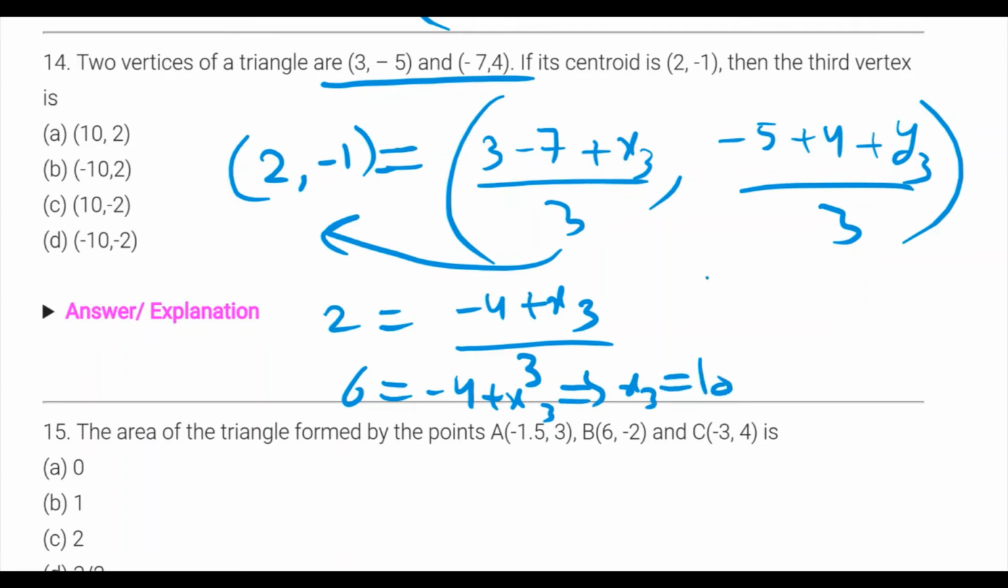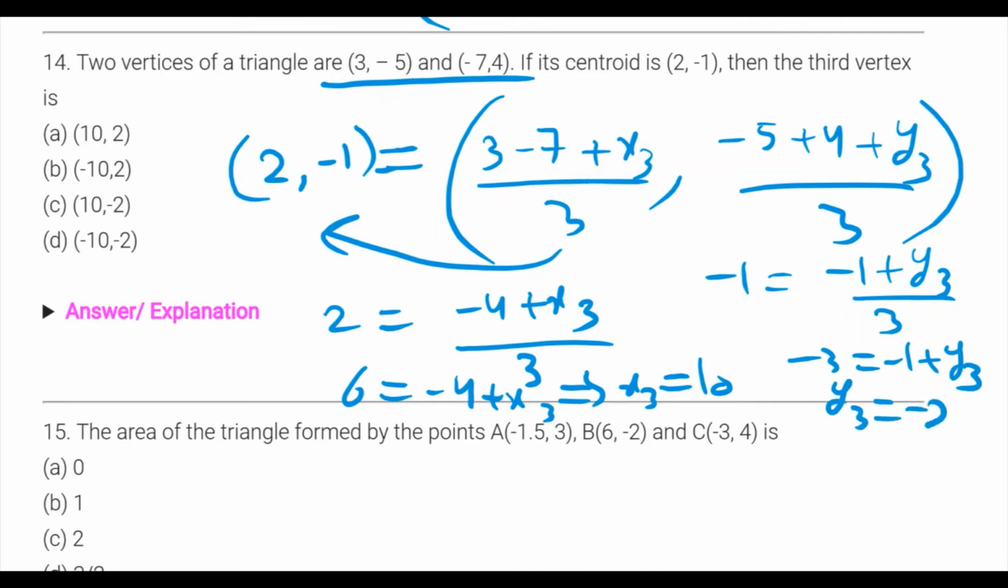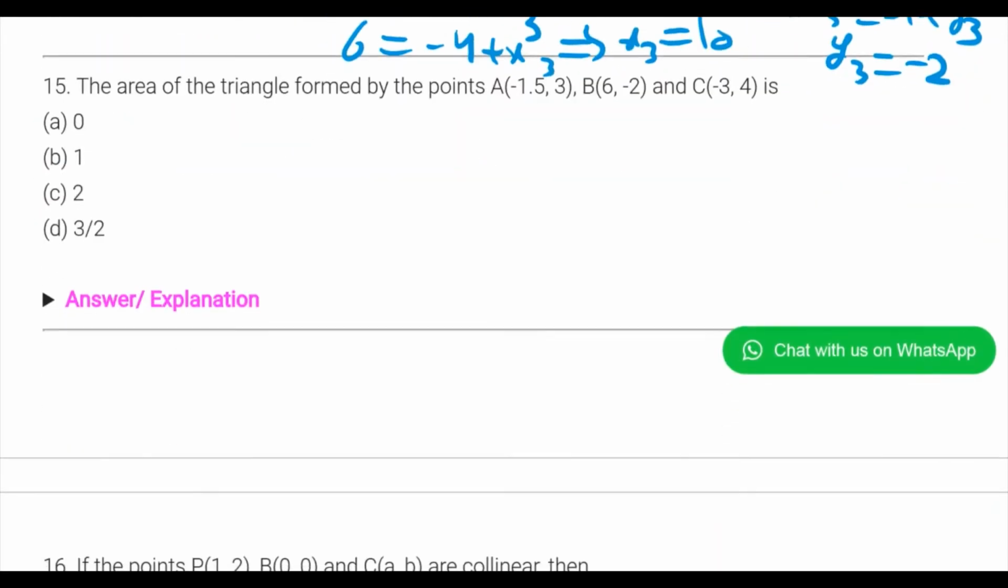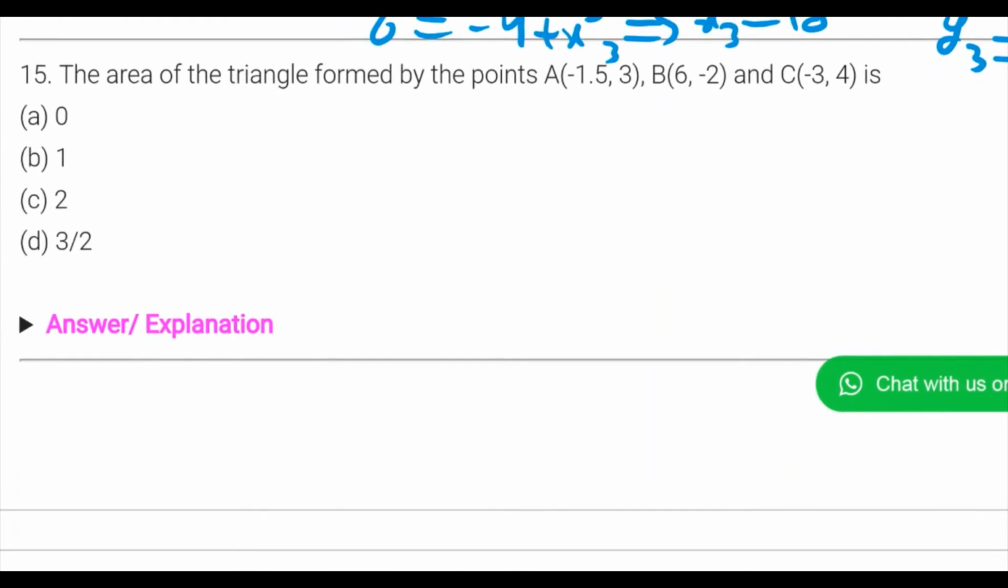Equating the y coordinates, -1 equals (-1 plus y3) by 3. So -3 equals -1 plus y3. y3 equals -2. So it's (10, -2). Option C. Option C is the answer. Next question is the 15th one.